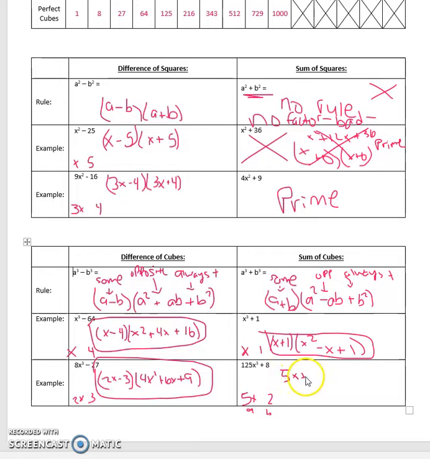5x plus 2, because we do the same, times a squared, so 5 squared is 25. x squared is x squared. A times b, so 2 times 5x is 10x. Remember, this is subtraction because we do the opposite. And then plus, because it's always plus, 2 squared is 4.